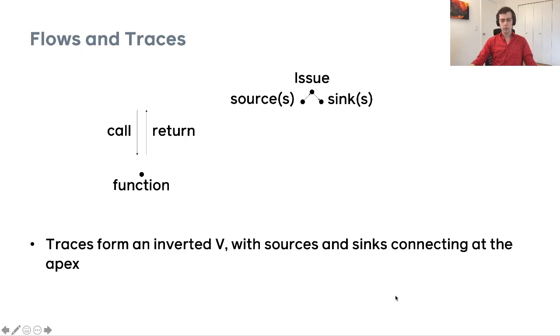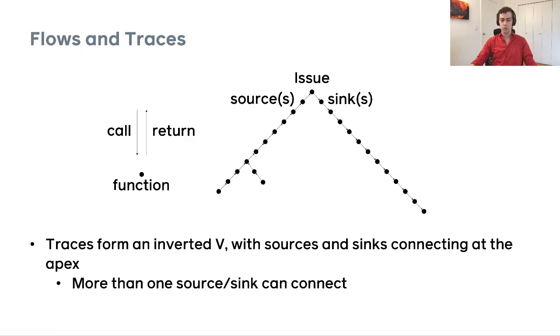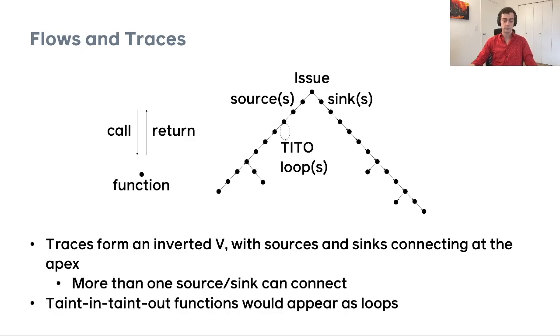So this whole thing forms kind of an inverted V shape or a tree shape. Sources and sinks are going to be propagating up the sides, and they meet at the apex where we have our issue. We can have arbitrarily long call chains between the issue and the sources and the sinks. It can get really, really long. And we can also have more than one source or more than one sink. You can have two sources of user-controlled data that get combined and then passed into a sink, or you can have one or more sources of user-controlled data that end up in multiple sinks.